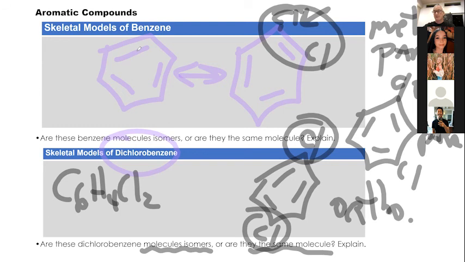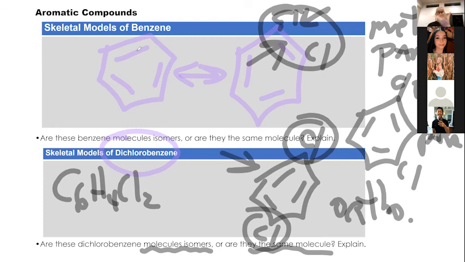Basically, an isomer means they have different shapes, right? And isomers are not exactly the same. So for those 2 molecules, one with the 2 chlorines next to each other, and the one with the 2 chlorines on opposite sides of each other, do those molecules have different shapes? Yes. And so are they isomers, or are they the same molecule? Isomers. Right, exactly. They're not the same molecule.